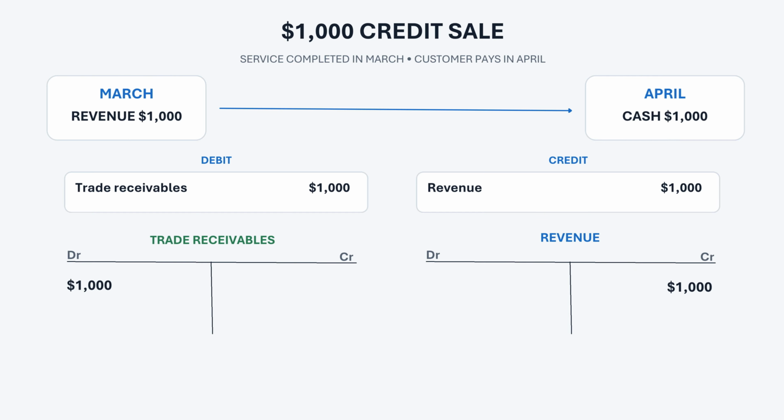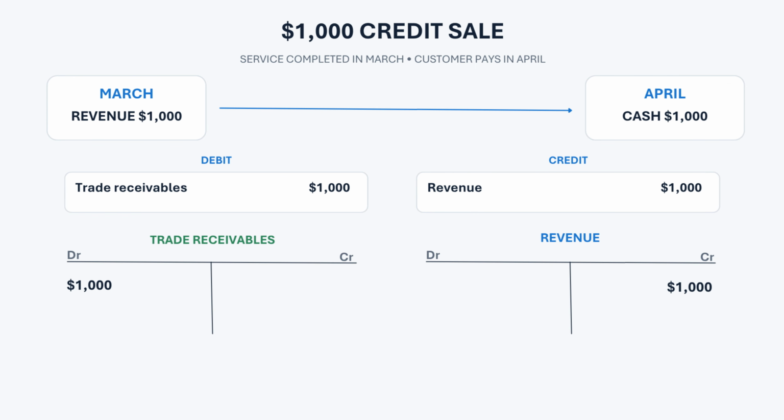Let's look at the double entry. We've completed the service in March and earned $1,000, but the customer is going to pay us in April. So in March, we recognize the revenue. Also, we recognize an asset called a trade receivable.